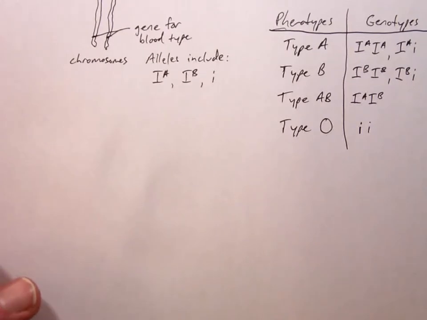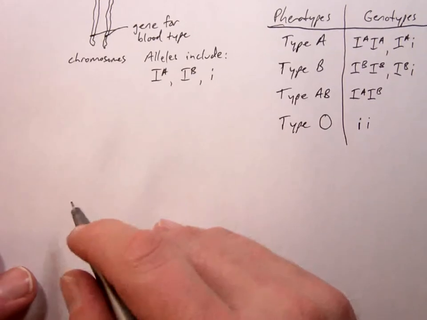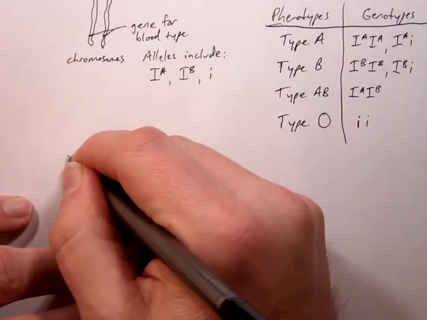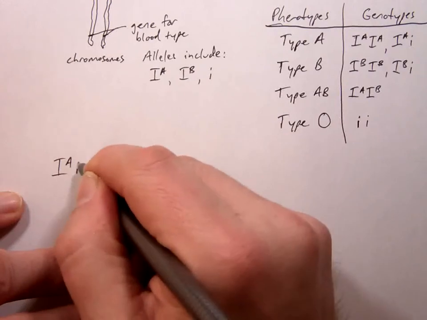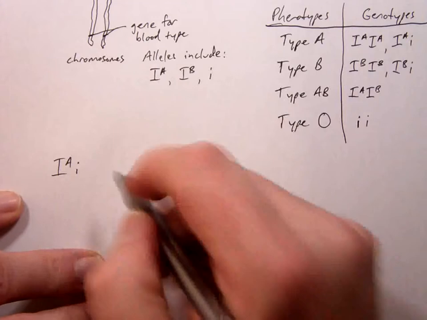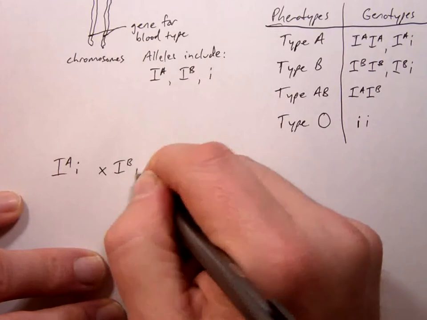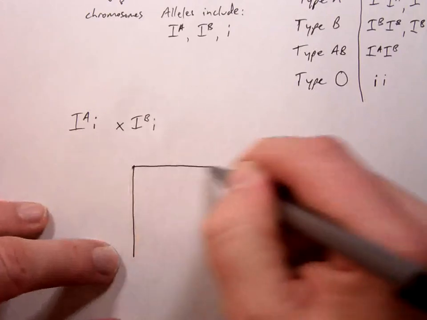I'm going to choose the one that would create the most variance. I actually had 4 kids from the same family, and we got to type all of their blood types over the course of a number of years. And here's the story. Mom or dad, I don't remember which one, was A, but they were heterozygous, so they were big I^A, little i. The other parent was big I^B, little i. Okay, so let's make a Punnett square here to see how this plays out.